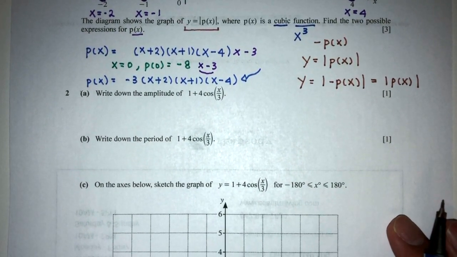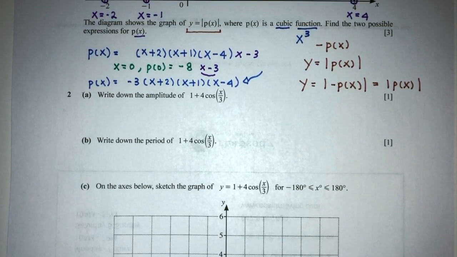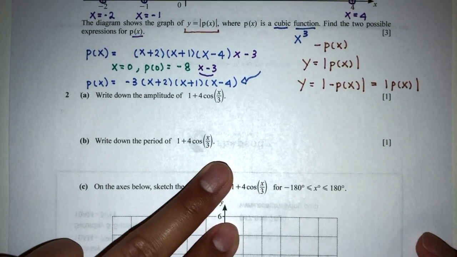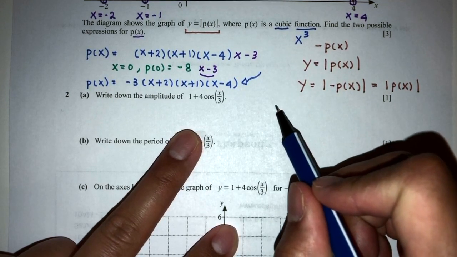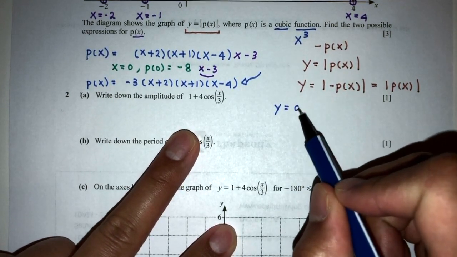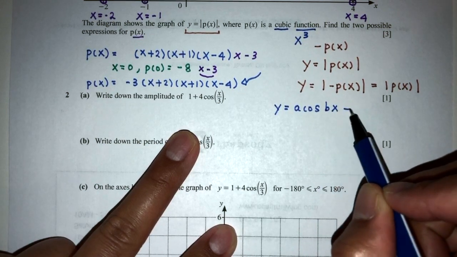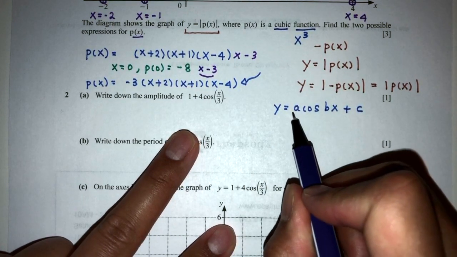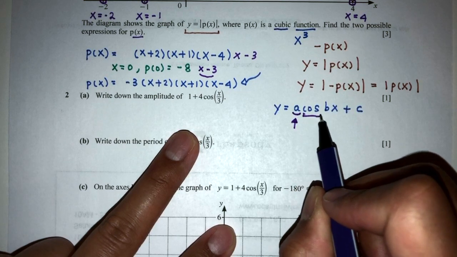Now let's move on to question number 2. So here we have to write down the amplitude of 1 plus 4 cos x over 3. So one by one. Before we write down the answer, we have to understand something. So let's say our equation was y equal to a cos bx plus c. Now the amplitude will always be this value right here, which is the value in front of your trigonometry expression.